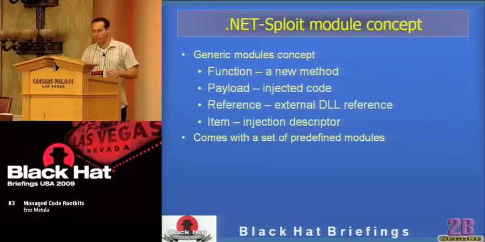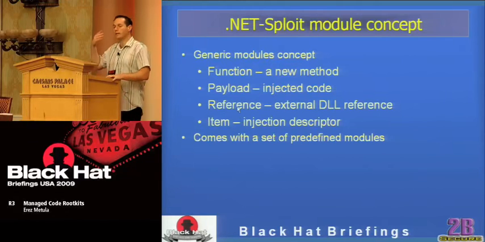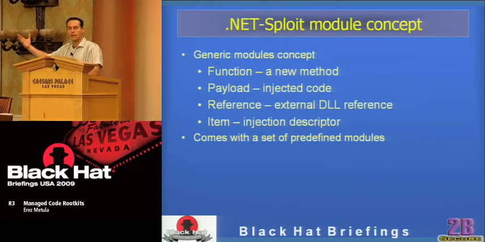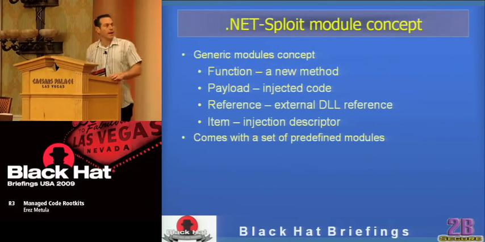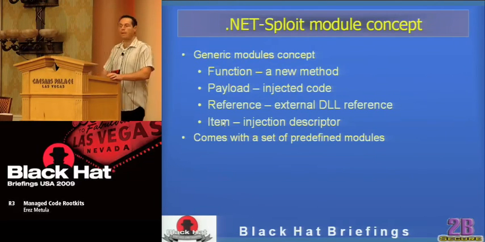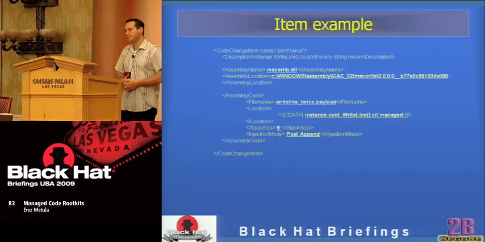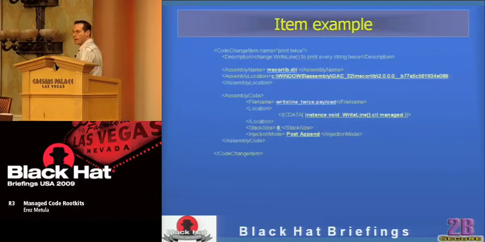You have references. This is when you're injecting code that now must use some external DLLs, but the DLL does not have a reference, so you are injecting the reference from outside. And we're talking about an item. Well, an item is a description of an injection. An item basically looks something like this. And this is a very simplistic overview of an item.